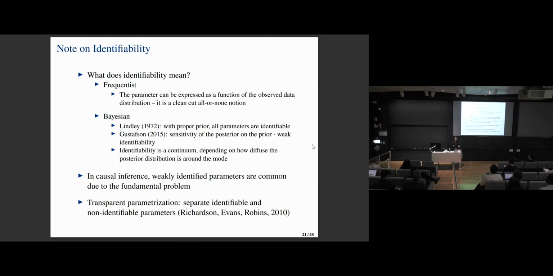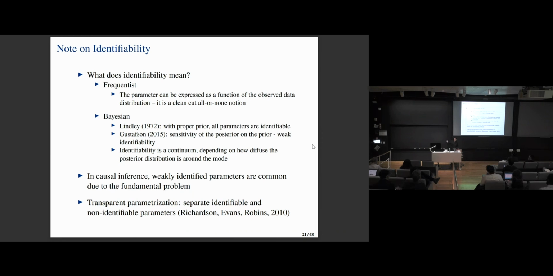From the frequentist view, you would say, clean cut, it's not identifiable. But Lindley would say no: if I have a proper prior for this association parameter, it is identifiable. But that's not very helpful, because your prior will be exactly the posterior. So I think Gustafson has a much more useful concept.